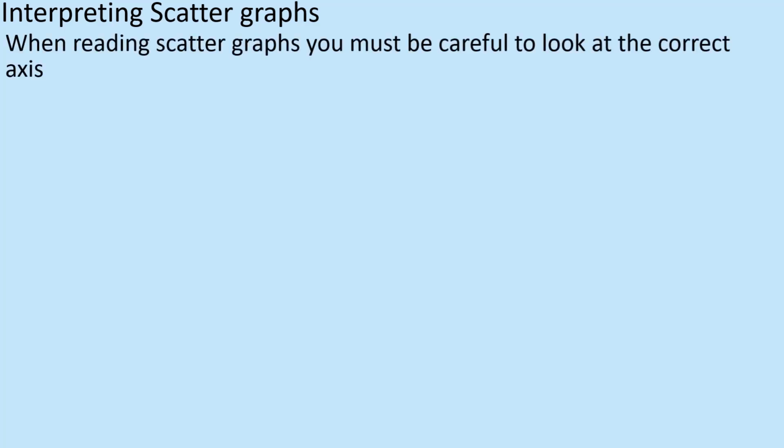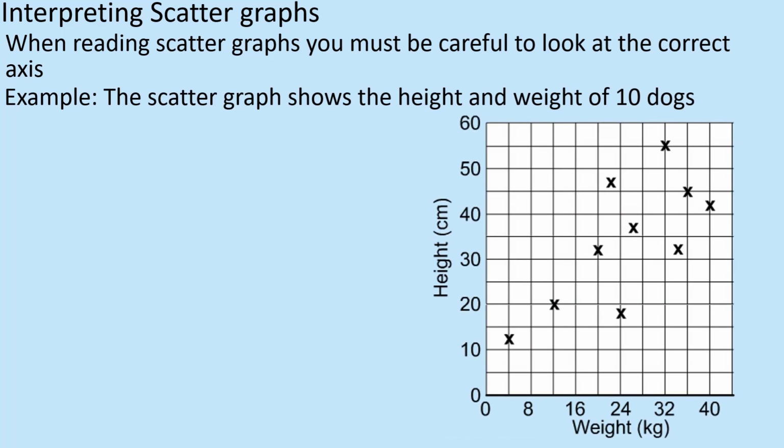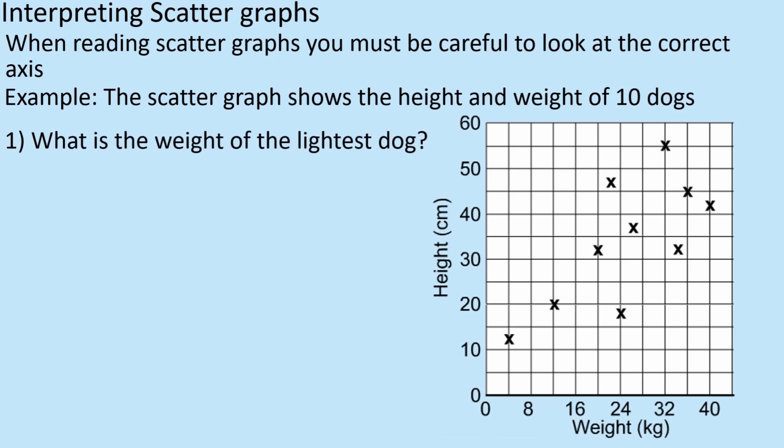We are looking at interpreting the scatter graph. The way we talk about it is that we're trying to determine what information we've got and what we can glean from it. So, what is the weight of the lightest dog? Well, the lightest dog is this one.